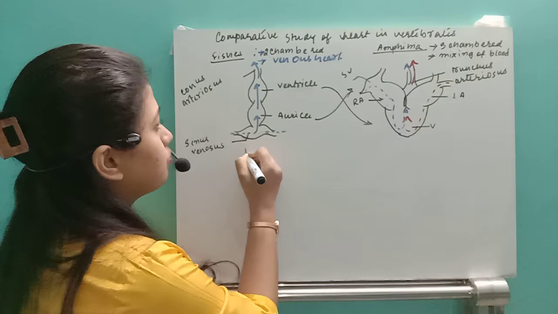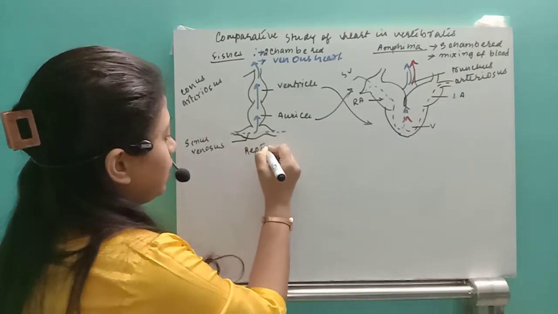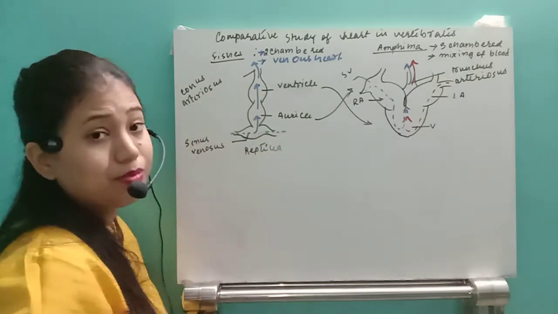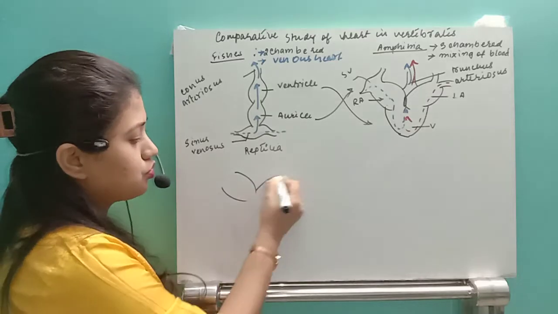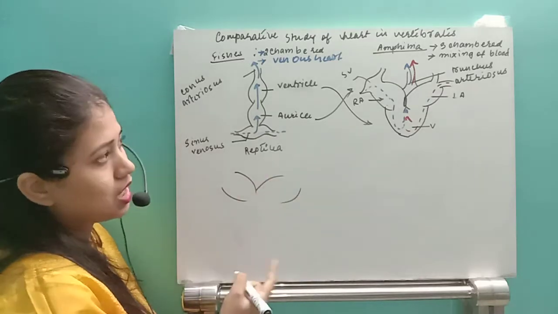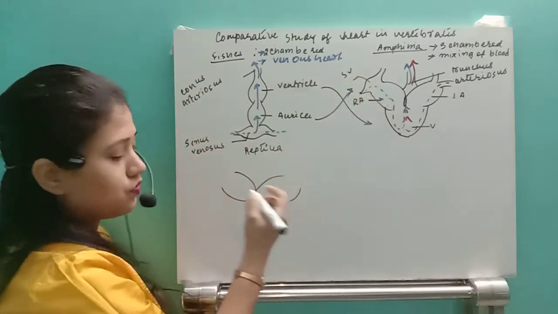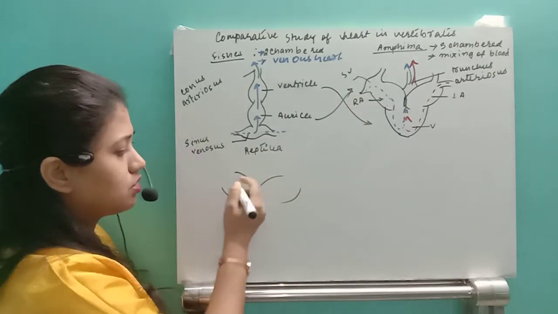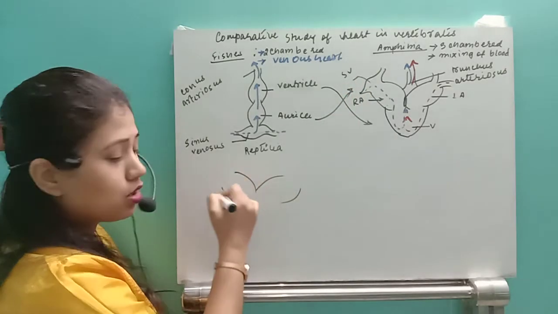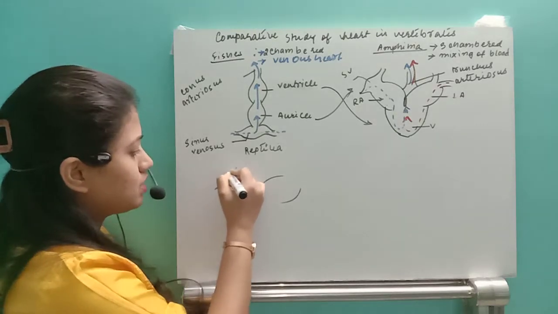Now after that, come to the next, that is in case of reptilia. In these reptiles, you see the two auricles, right and left auricle, are already present. Here the sinus venosus actually gets blended with the right auricular valve, and it is very much thinner.